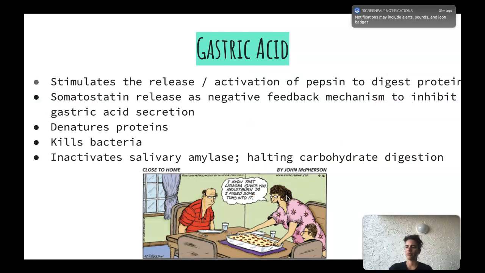So now that we know the biomechanics behind gastric acid secretion, why is gastric acid important in digestion? Gastric acid stimulates the release and activation of pepsin, which is a digestive enzyme that breaks down protein. Gastric acid stimulates somatostatin release as a negative feedback mechanism to inhibit gastric acid secretion when the end of digestion is near. Gastric acid sometimes can make the pH of the stomach as low as 1, which means that it has the ability to denature proteins. So it just unfolds the proteins and makes them more accessible for pepsin to digest.